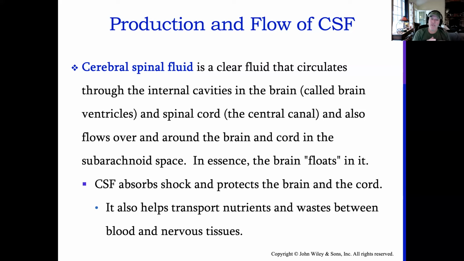We then have a third ventricle, which is going to be around the thalamus region, which is also in the diencephalon region. And then we're going to have a fourth ventricle, which is going to be located just anterior to the cerebellum, kind of between the pons, which is part of our brainstem, and the cerebellum. And the third ventricle and the fourth ventricle are going to be connected by a little tube called the cerebral aqueduct.